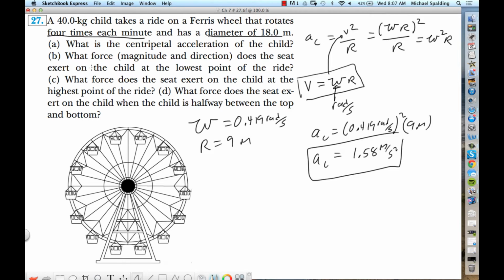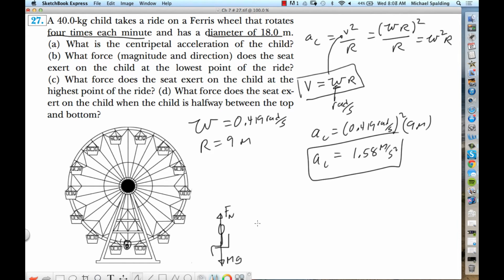Okay, B, what force, magnitude and direction, does the seat exert on the child at the lowest point of the ride? Okay, so we're focusing down here at the lowest point. So let's say here's the seat, and then here's the kid sitting on the seat, right? What are the forces on the kid when the kid is right here at the lowest point? Well, you got mg down, you got normal force up, right? Those are the 2 forces on the kid.